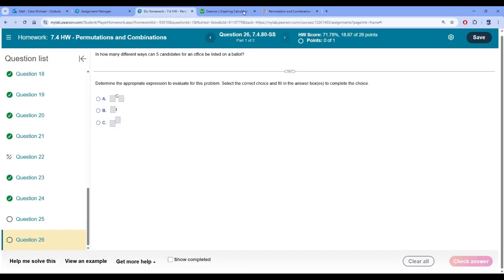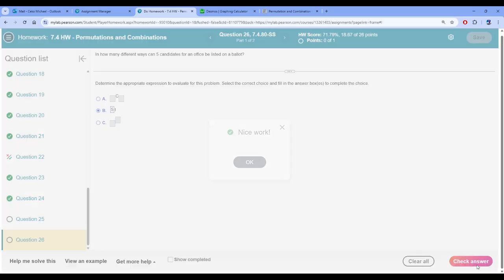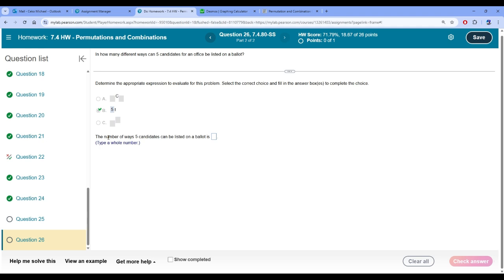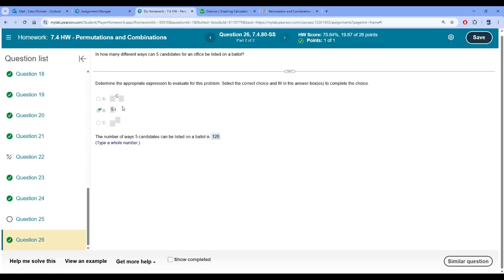Here we go. In how many ways can 5 candidates for an elective office be listed on a ballot? Oh, be listed? Yeah, 5 factorial. Number of ways: 5 times 4 times 3. Wait, 5 times 4 is 20. Times 3 is 60. 120. Cool. And that was the last question.